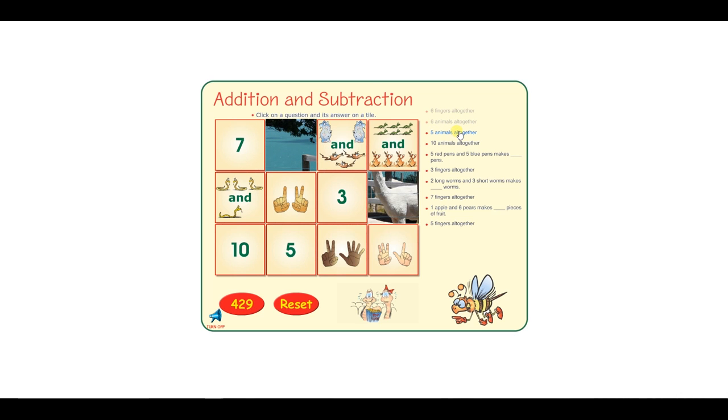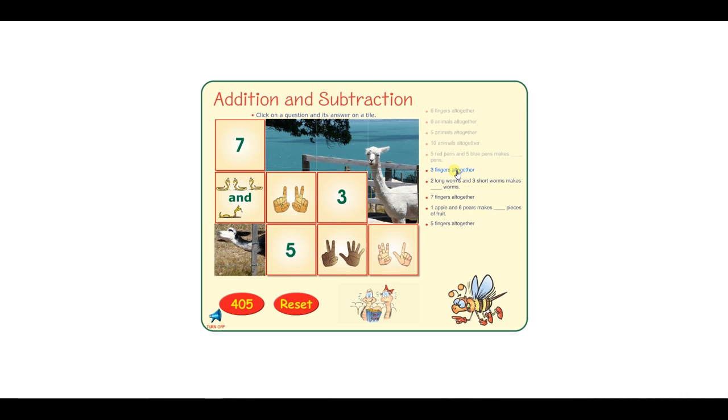5 animals altogether. 1, 2, 3, 4, 5. 10 animals altogether. 5 red pens and 5 blue pens make 10 pens. The students might struggle here. They might be looking for a tile with pens, but this will help in their strategy. So how many pens is it? It's 10.